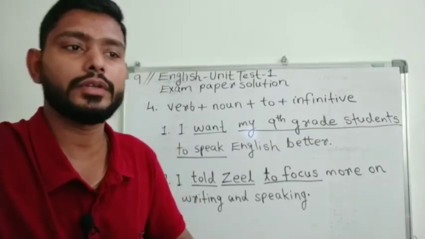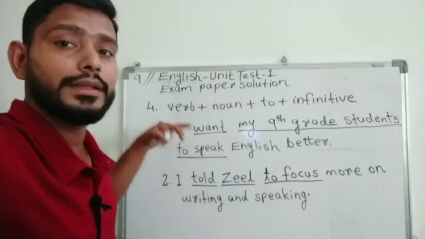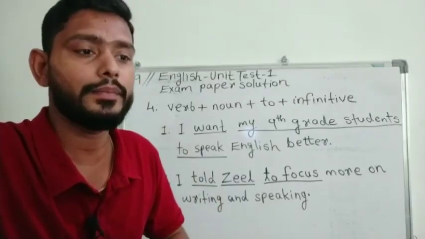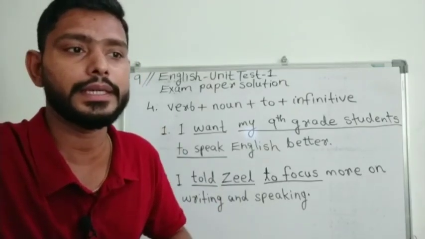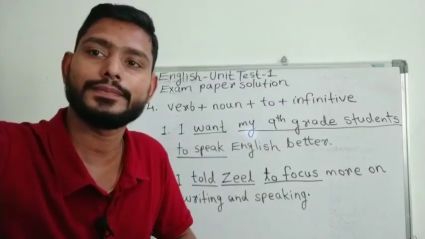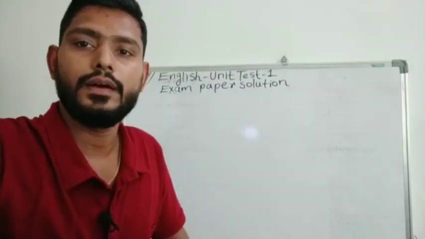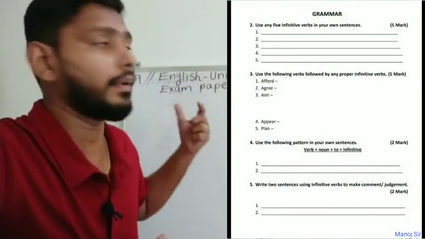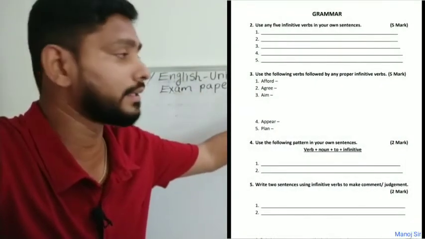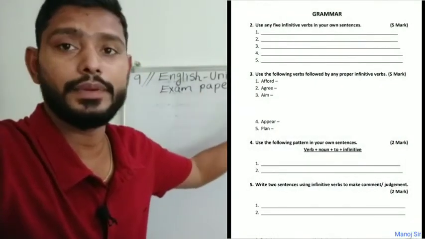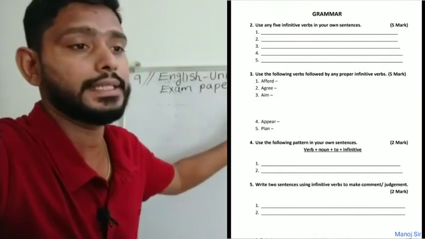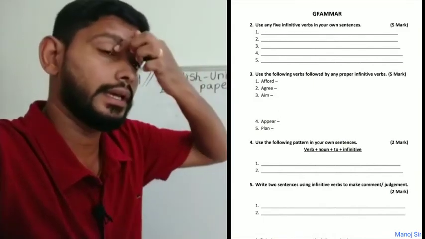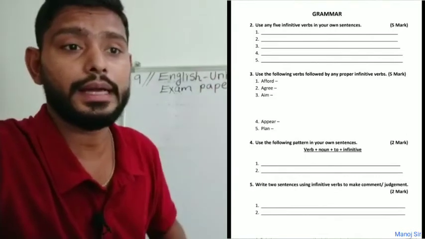Okay, so my dear students, we have completed the discussion on the fourth question. चलो अभी हम fifth question में देखेंगे. चलो. Okay, so we are in question number 5, and you can see on the screen the PDF of the fifth question, that is: write two sentences using infinitive verbs to make comment or judgment.